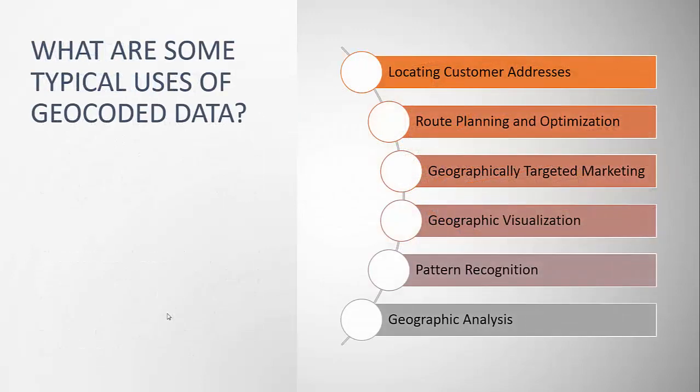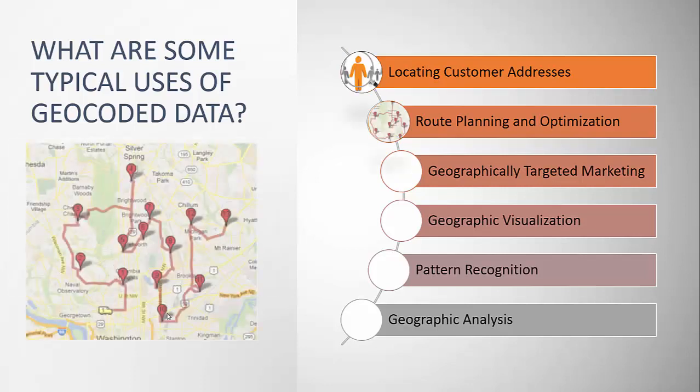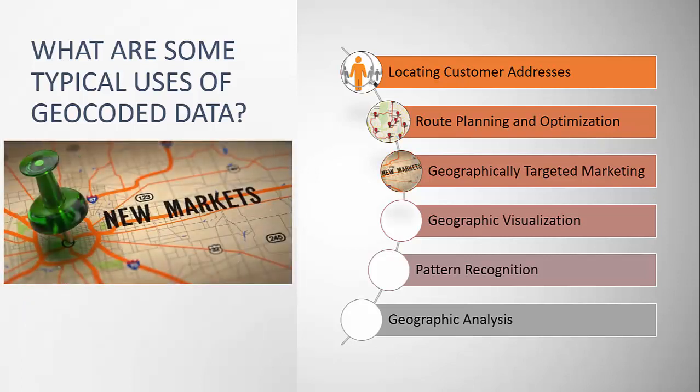What are some typical uses of geocoded data? One typical use is locating existing or potentially new customers. This is very important for businesses. This helps in developing service delivery areas, market areas, and identify opportunities for growth. Companies like UPS, FedEx, and the United States Postal Service, they all use address data to help improve the efficiency of routing to reduce delivery costs.